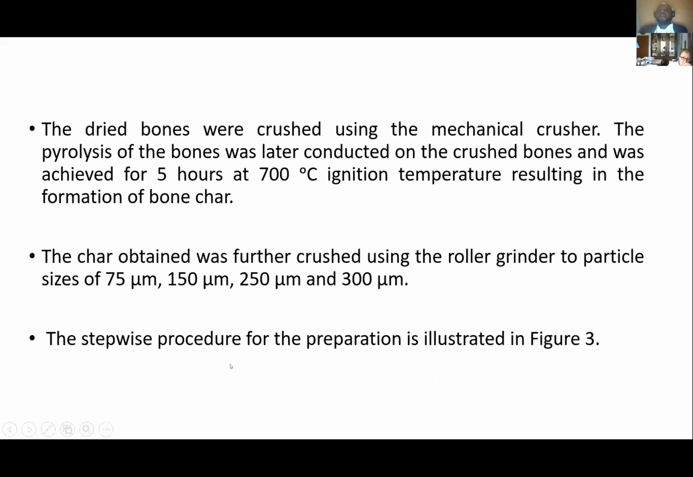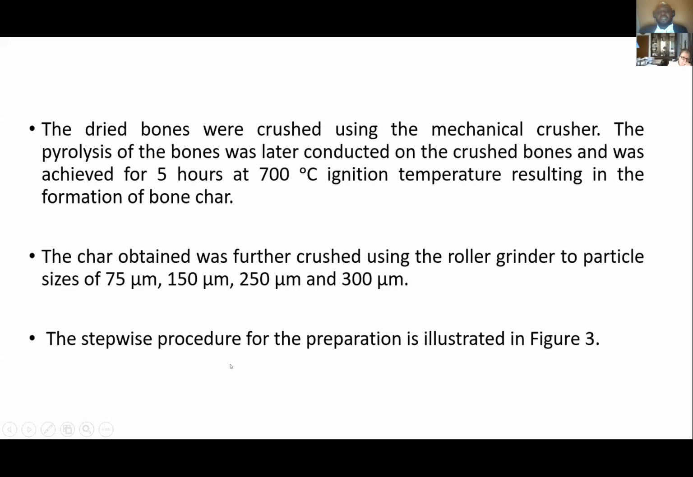The dried bones were crushed using mechanical crusher, leading to the next stage, which is pyrolysis of the bones, which was obtained at 700 degrees Celsius for 5 hours. That's the ignition temperature. So that leads to the formation of chars. The chars that were formed were in different particle sizes, which was achieved by the use of roller grinder. So we had different particle sizes of 75 micrometer, 150 micrometer, 250 micrometer, and 300 micrometer.